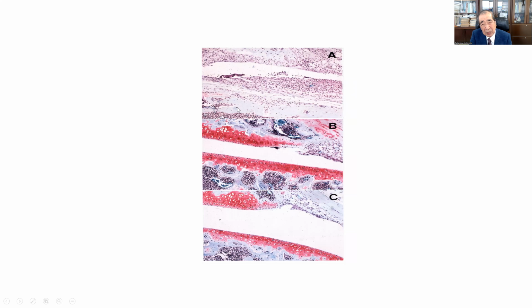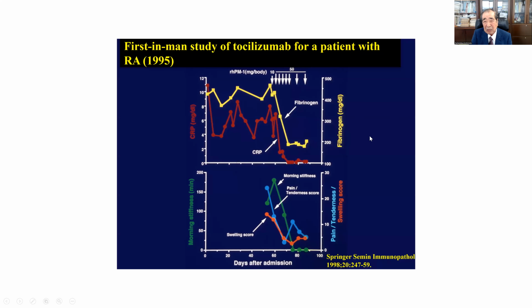And this B is almost completely normal. Same experimental procedure, collagen-induced arthritis, but no inflammation. What's the difference between A and B? B is an IL-6 knockout mouse, no IL-6 in this mouse, and no inflammation. This shows that in the absence of IL-6, there is no joint inflammation in collagen-induced arthritis. So we applied anti-IL-6 receptor antibody to humans.